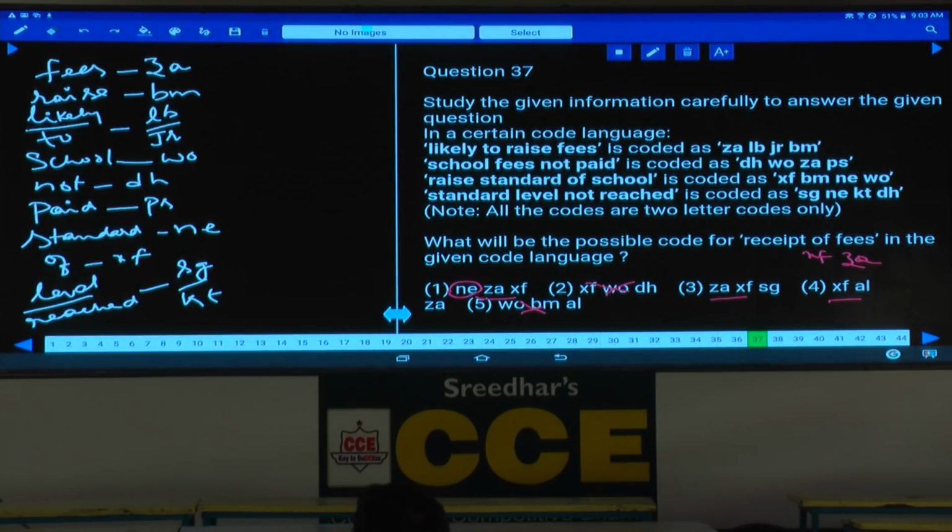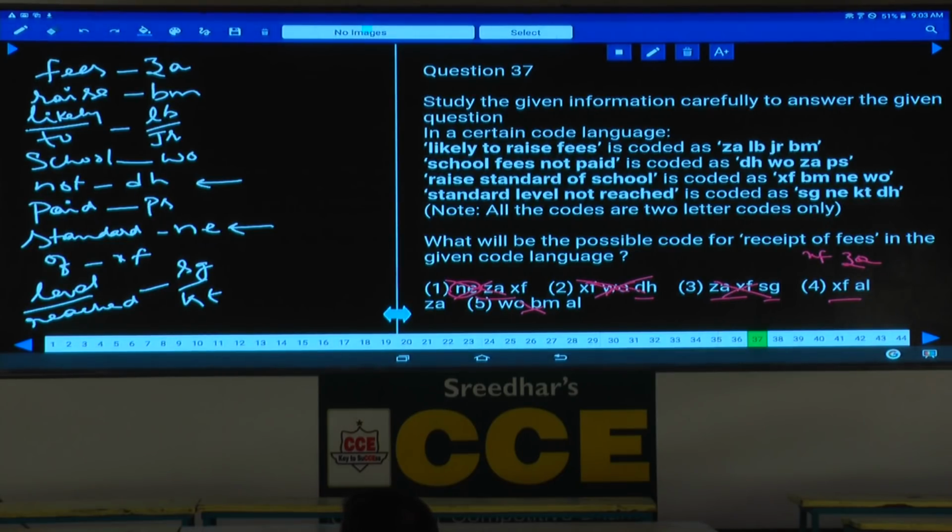No. Because NE is the code for standard, hence it cannot be the code for receipt, hence choice 1 is ruled out. Then can DH be the code for receipt? DH is the code for not, hence it cannot be the code for receipt, hence choice 2 is also ruled out. Then can SG be the code for receipt? SG is the code for either level or reached, but as it cannot be the code for receipt, choice 3 is also ruled out. Then in choice 4, XFZA AL.